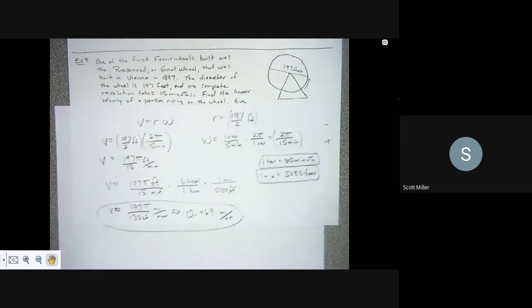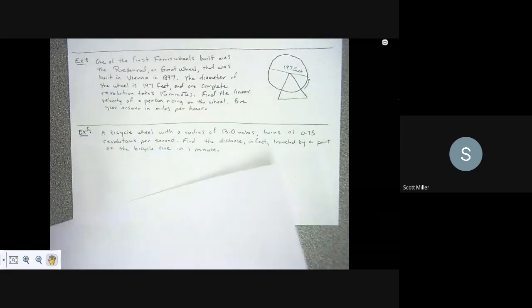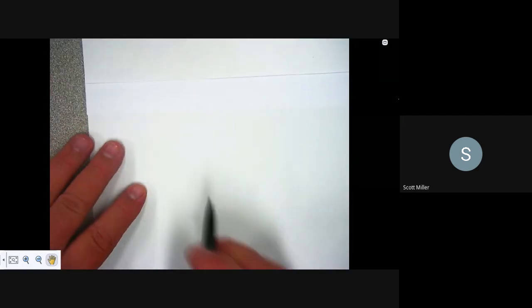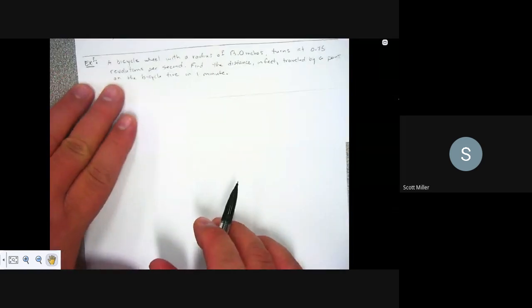Okay? I got one more example down here. The bicycle wheel. The bicycle wheel with a radius of 13 inches turns at 0.75 revolutions per second. Find the distance in feet traveled by a point on the bicycle tire in 1 minute.